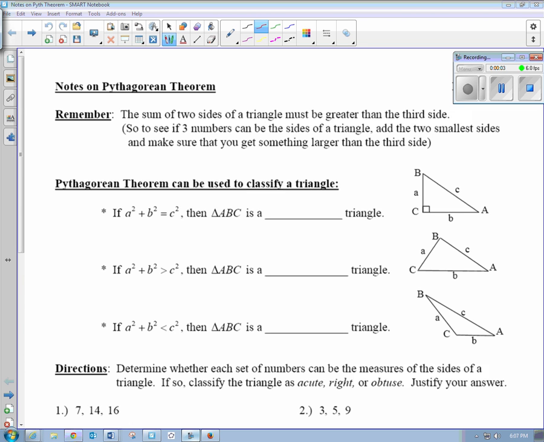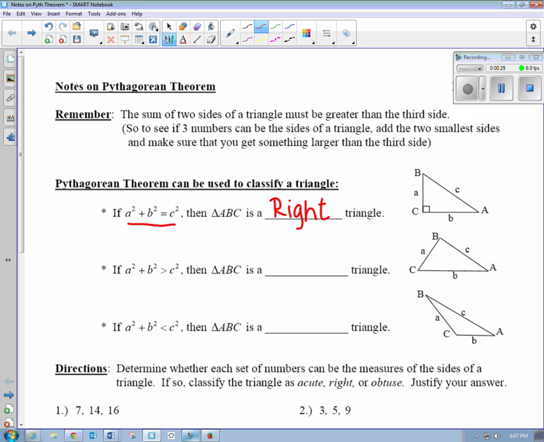The topic for this unit goes back to something that you know very well. It deals with the Pythagorean theorem. We're going to be using the Pythagorean theorem a little bit differently today, to classify a triangle. So we already know that if a squared plus b squared really does equal c squared, then our triangle is a right triangle. That statement is only true if the triangle is a right triangle.